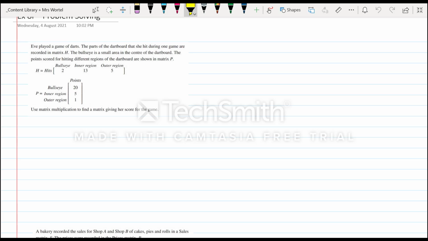And the way we would do that without matrix multiplication is we would go, well, if there were 2 bullseyes, like it says here, and each bullseye is 20 points, well, we have 2 lots of 20 points, so there's 40 there. And then the inner region, there's 13 of those and 5 points for every one, so 13 lots of 5. I'm going to add that to what we had before.